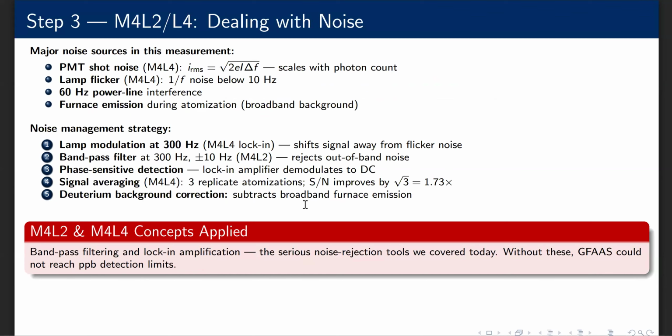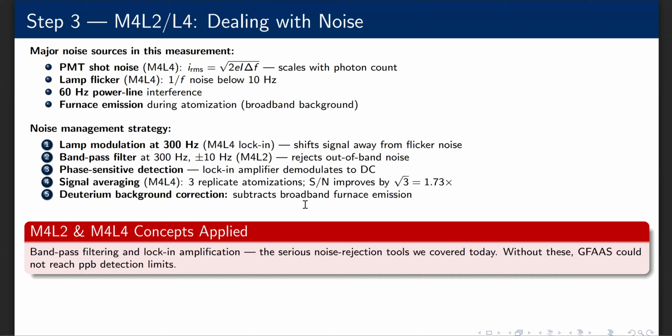Okay, the next one is dealing with the noise. Here, we want to manage the noise, which comes from our electronics lectures 2 and 4. The major noise sources in GFAAS are the PMT shot noise, which scales with the square root of photon flux, the lamp flicker noise dominating below 10 Hertz, 60 Hertz power line interference, and furnace emission during atomization, which produces broadband light that overlaps the analyte signal.